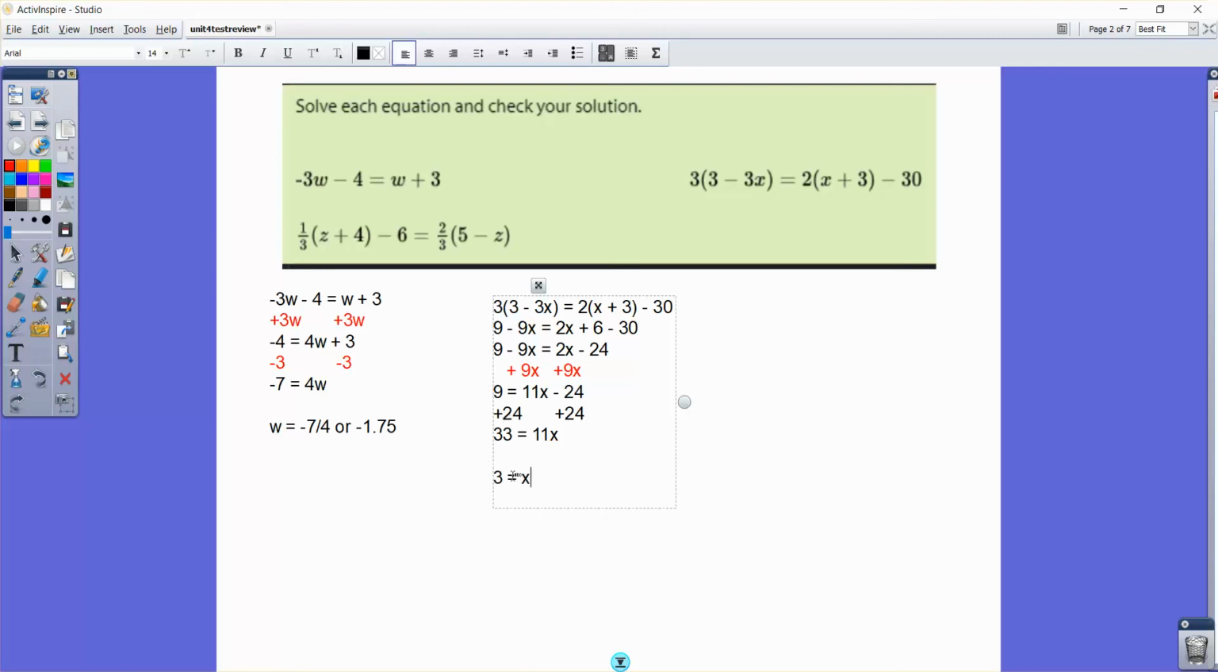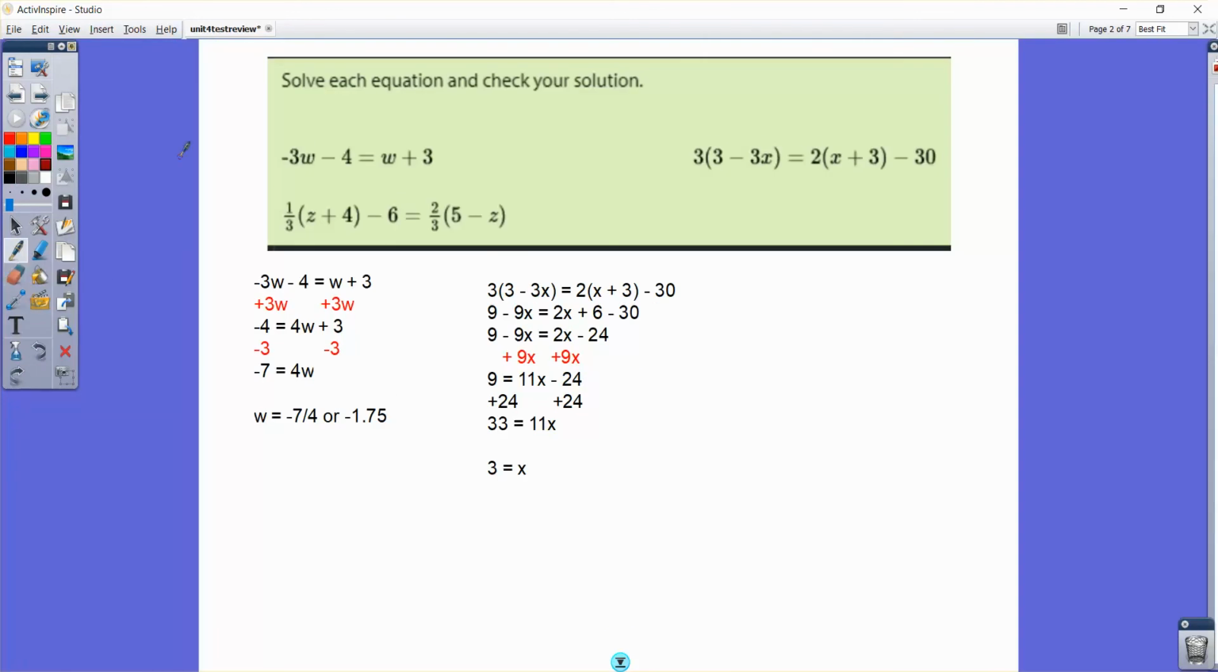Okay, the last equation we have here is 1/3 of (z plus 4) minus 6 equals 2/3 of (5 minus z). Before I write this, I'm just going to go ahead and do a fraction clearing of this, because we've got a denominator of 3 here and a denominator of 3 here. I'm going to multiply both sides of the equation by 3, and that is going to take care of my denominator. So let's type out while we do that.